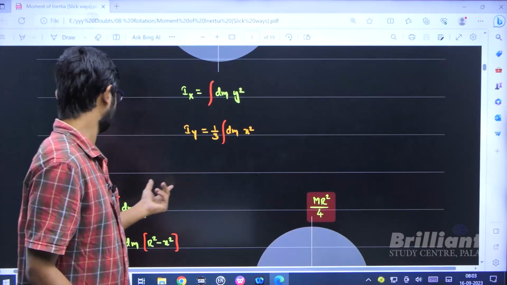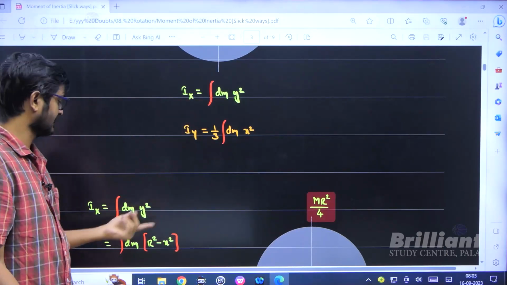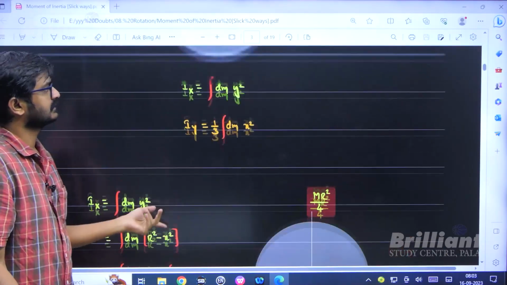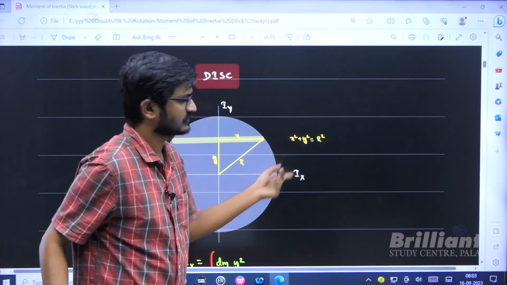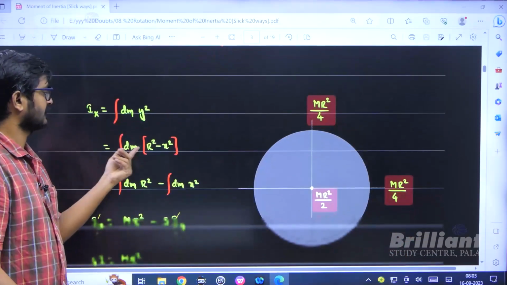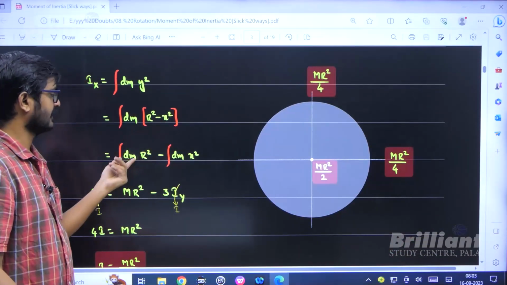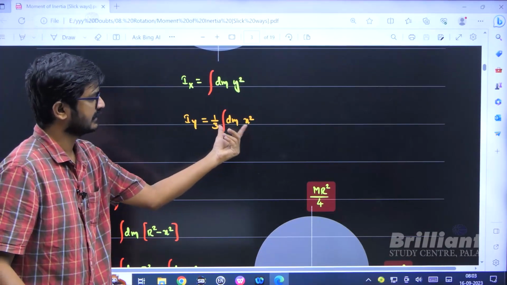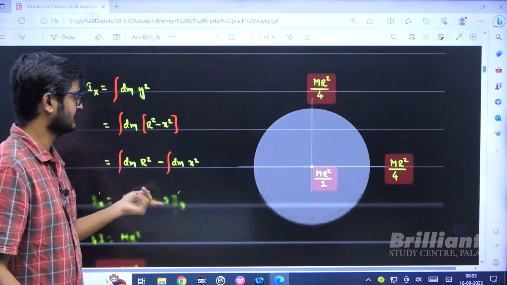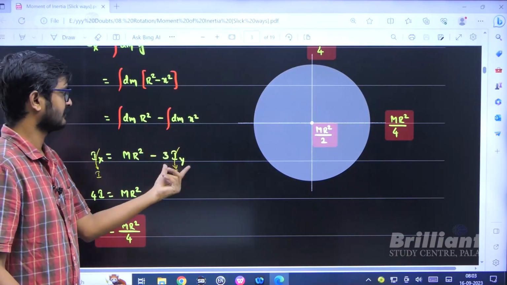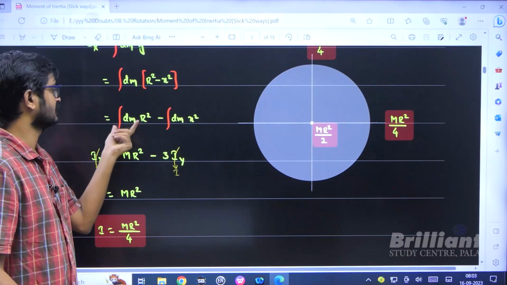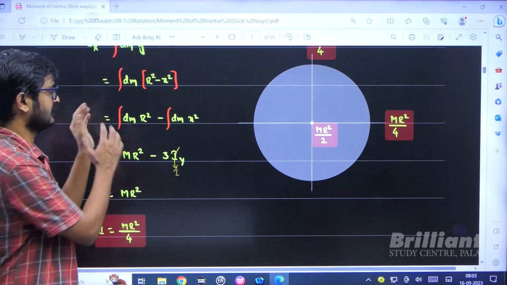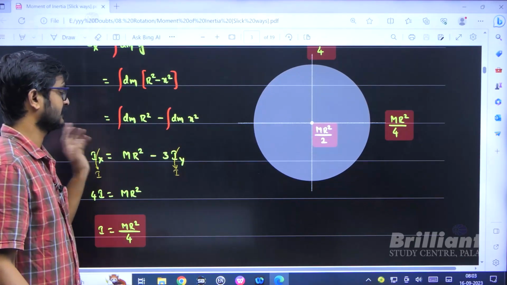Now what I am doing is I am taking the moment of inertia about x-axis. I am just writing y square is r square minus x square. Then I am expanding it. Now dm into x square integral. What is dm into x square integral? That is 3 times of Iy. Now r is constant, so this will turn out to be integral dm into r square. So integral dm is m.